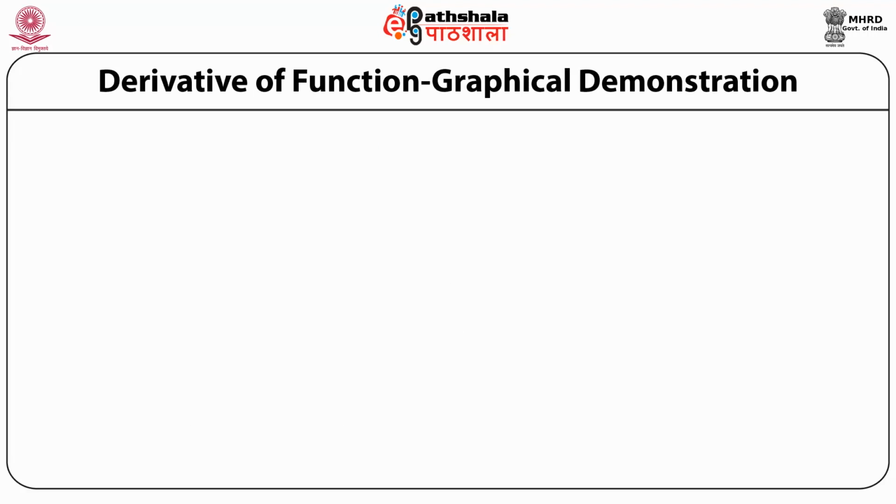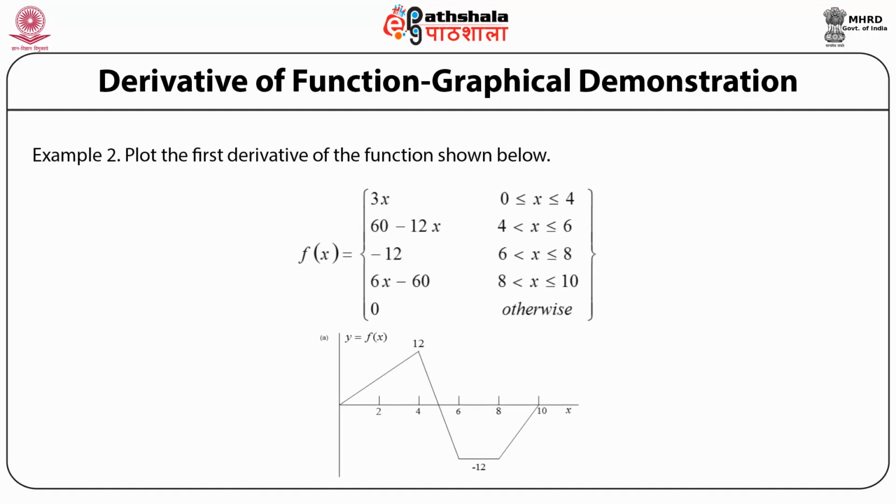Derivative of a function, a graphical demonstration. Example 2. Plot the first derivative of the function shown below. f of x is equal to 3x for x varying between 0 to 4. Then f of x is equal to 60 minus 2x between 4 to 6, then minus 12 between 6 to 8, then 6x minus 60 between 8 to 10, or 0 otherwise.